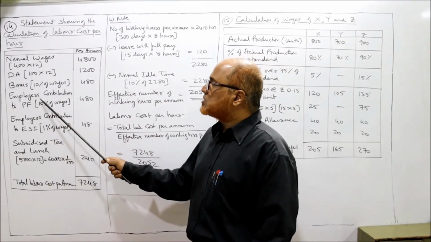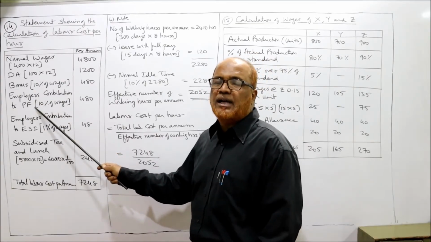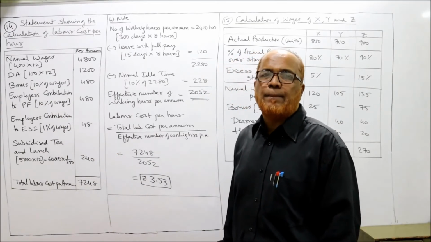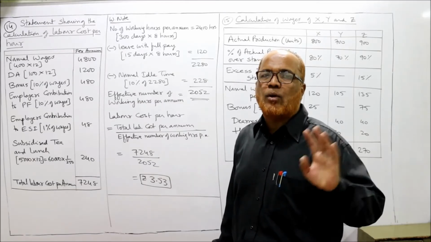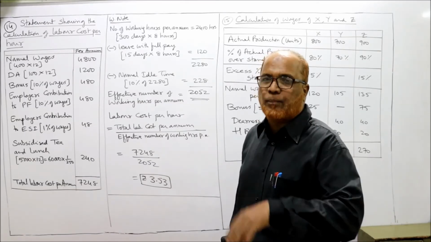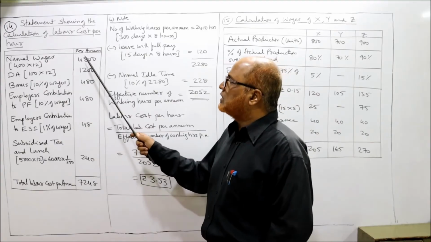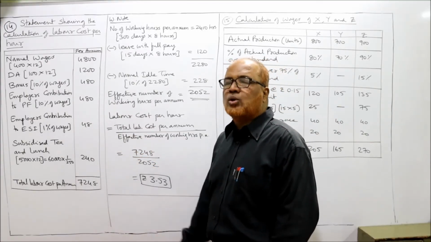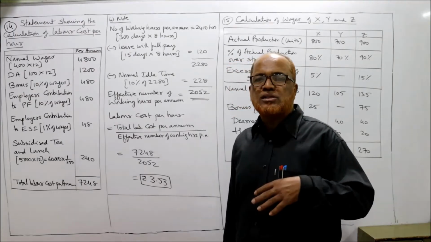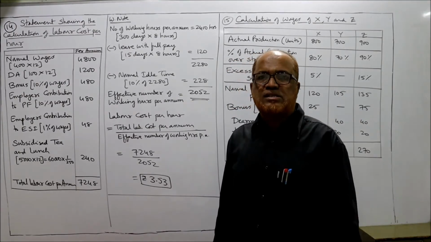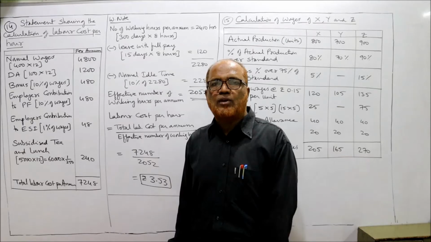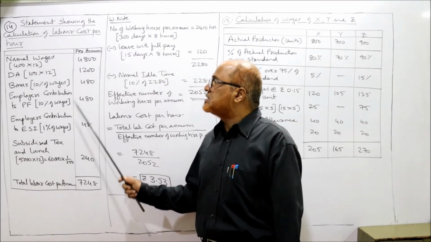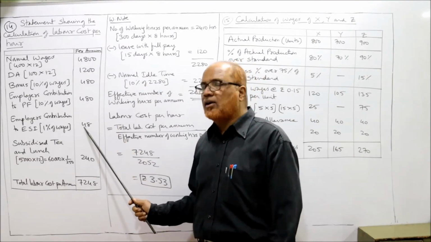Similarly, employer's contribution to provident fund. It is given in the problem that 10% will be the amount deposited by the employer in the PF of the employee. So 10% of 4,800 is 480 rupees. Employer's contribution to ESI. The employer is also making some contribution to ESI. That is 1% of the total wages. So 1% of 4,848 rupees.